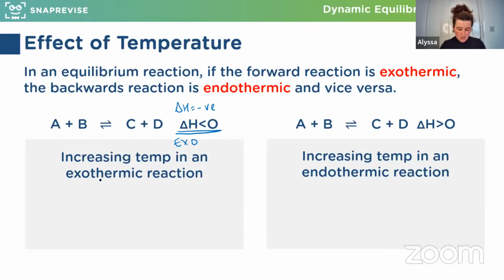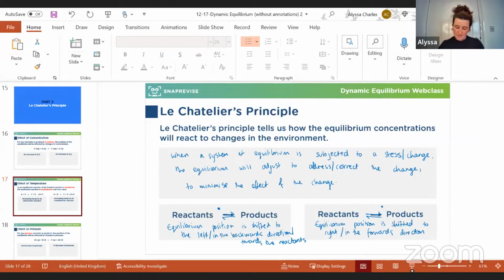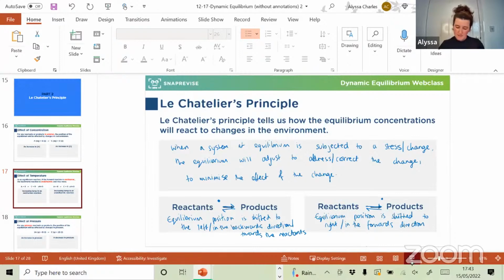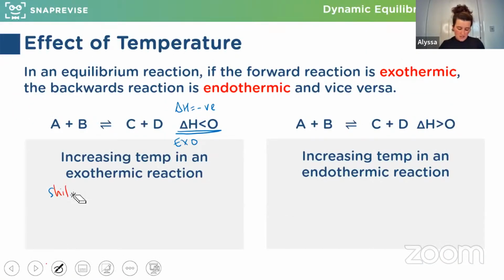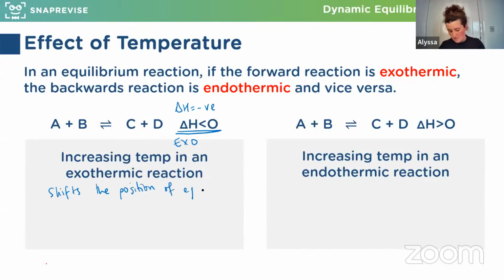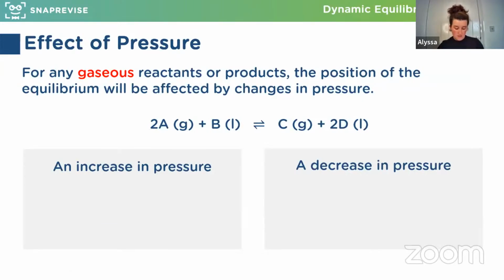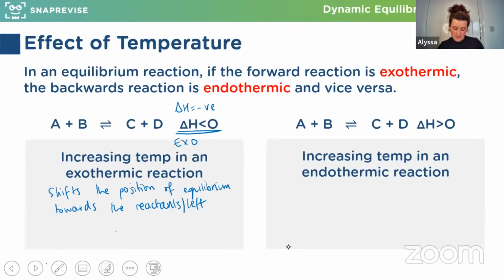So increasing temperature. Oh, I've done it again. I've pressed the button. Sorry, let's just sort that out. Come back. Red. Shifts the position of equilibrium towards the left, toward, no, go back. Me and this laptop are going to have an argument in a minute.